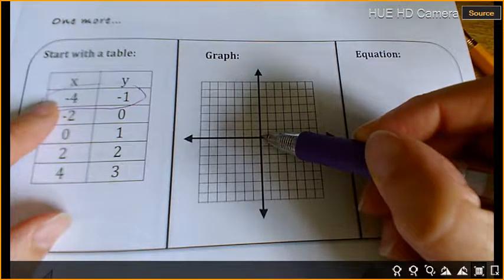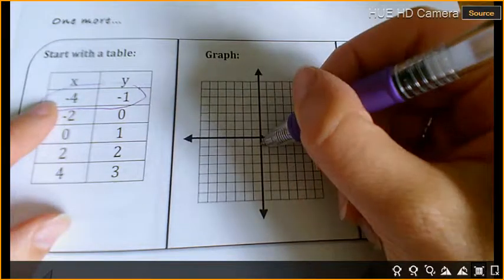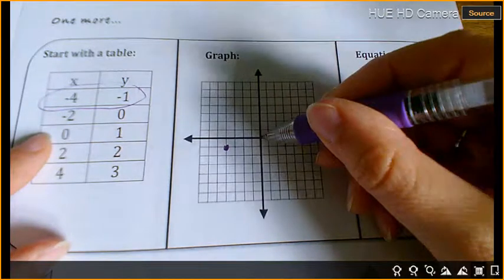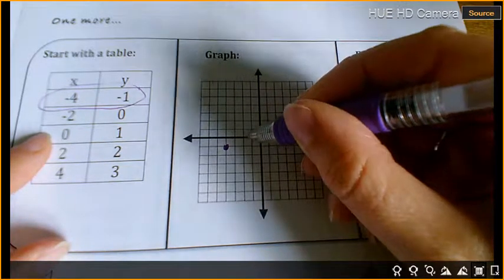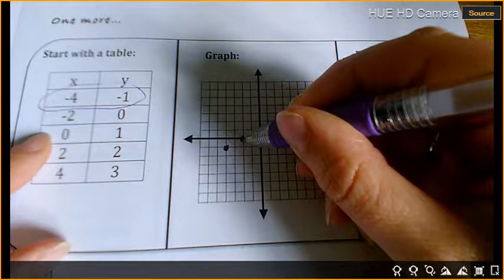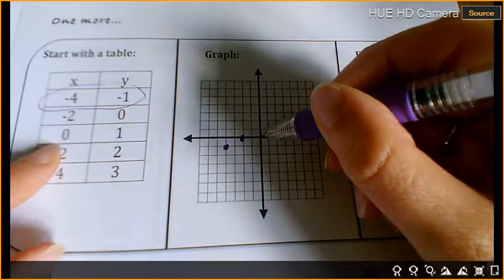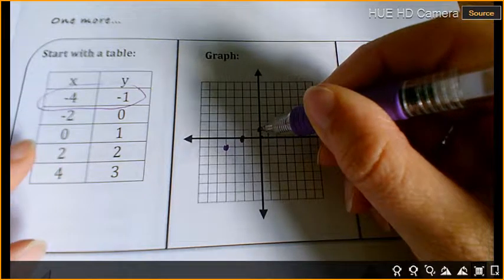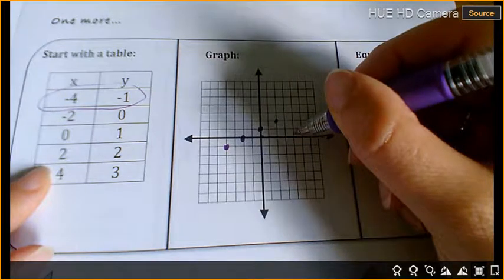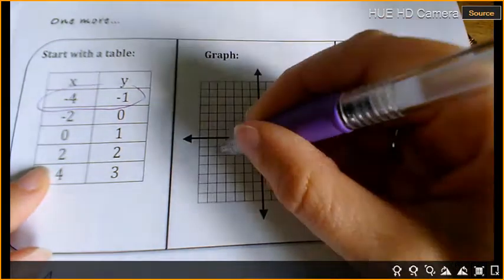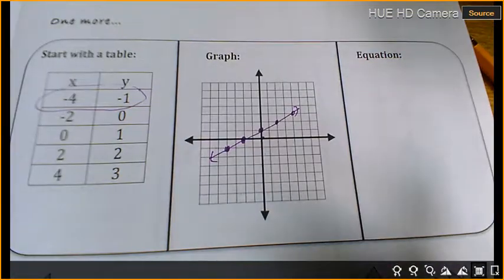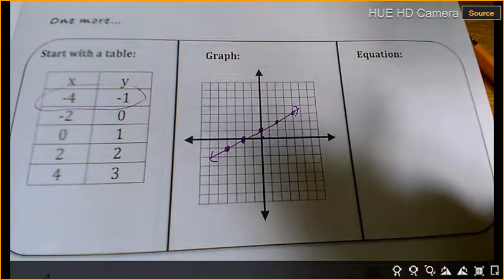Usually we go to the left, but we could. We could go down 1, and then we go to left 1, 2, 3, 4. Then we go back to the origin. Okay? So it's over 2, up 0. Then we're at 0 and 1, 2 and 2, 4 and 3. That's my line. I'm literally plotting points and then connecting them.